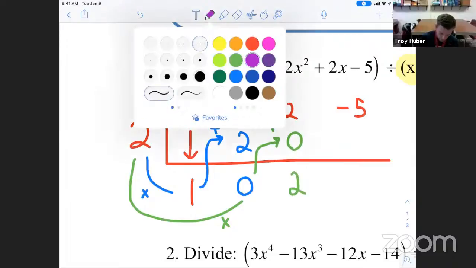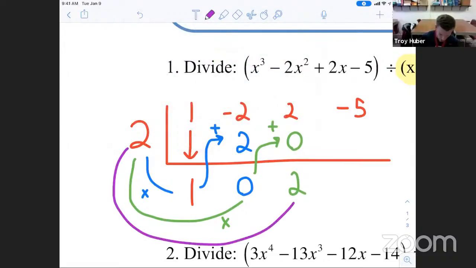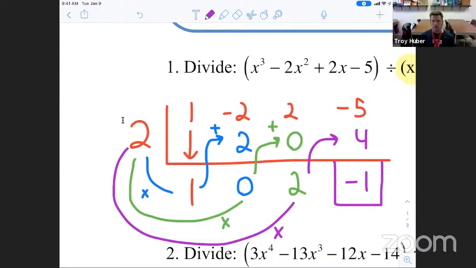All right, do it again. 2 times 2 is 4. Add them together, I get negative 1. All right, I always like to put that negative 1. I put it in a little box. Okay, because that last number is going to be your remainder.